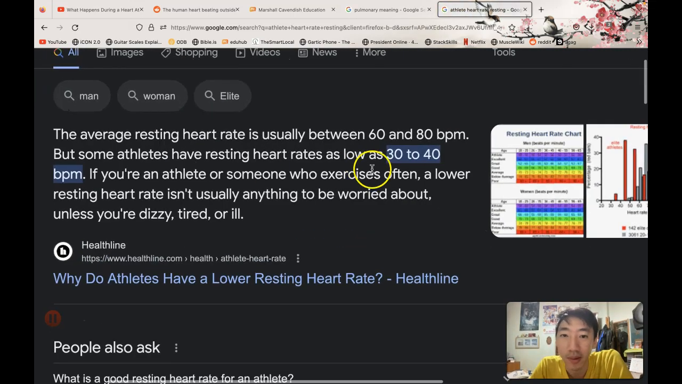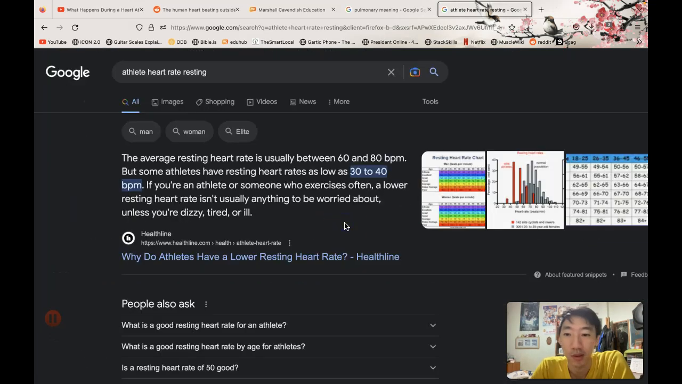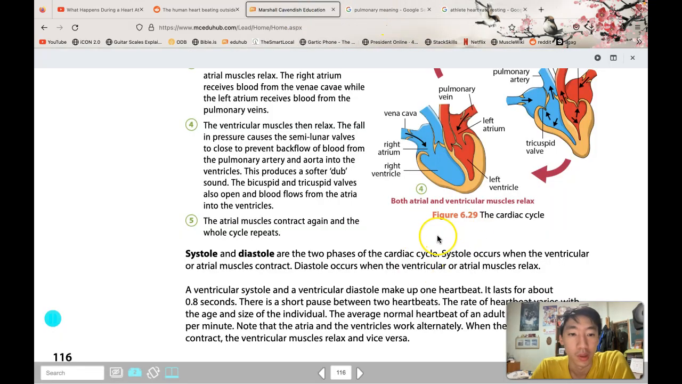Okay, so some athletes have heart rate that's very, very low, maybe like 30 or 40. The reason why they have such low resting heart rate is because their heart is stronger, right? Their heart is stronger, so their one pump or one beat can be worth like a normal person's two beats, right? So that's why.